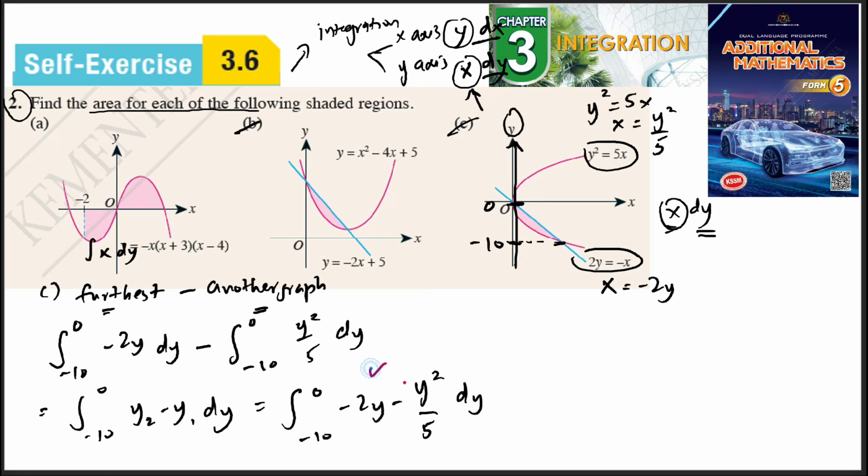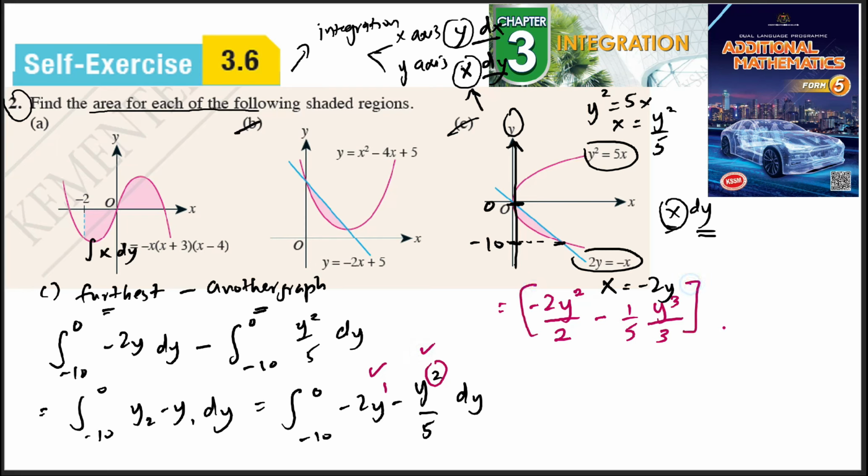So you integrate with respect to y. Negative 2y: y power of 1 becomes power of 2 divided by 2, right? Because we add 1 to the power and divide by the new power. So minus, we see here y square over 5. Actually 1 over 5 is a constant, you can just take it out. So y square, add 1 to the power, will become y cube divided by 3. Okay, so this one is also done.